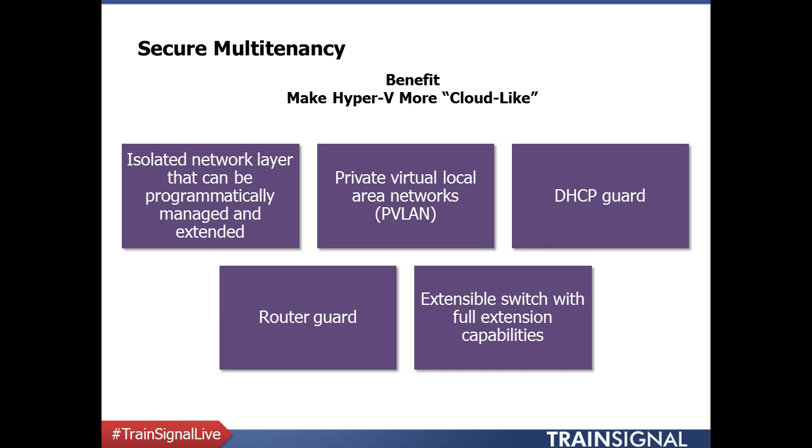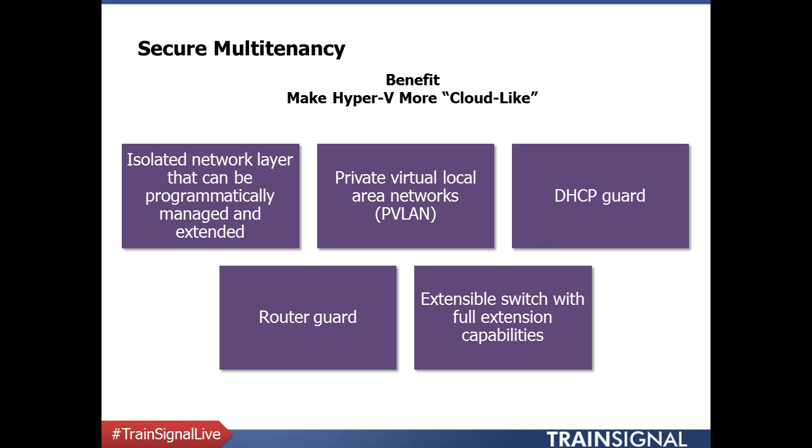But for the typical Hyper-V admin, I think one of the coolest features out of this category is the extensible virtual switch, because now you can get third-party tools that will be able to talk to the network layer and learn about the network layer and tell you what's happening on the network layer inside the Hyper-V virtual network, who's talking to who. The Hyper-V router guard and DHCP guard are also welcome features.